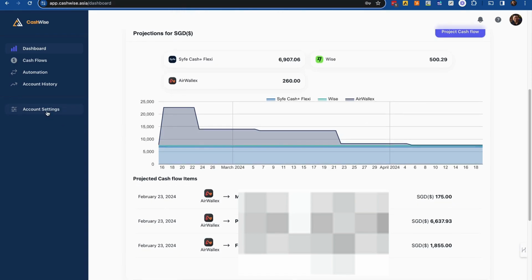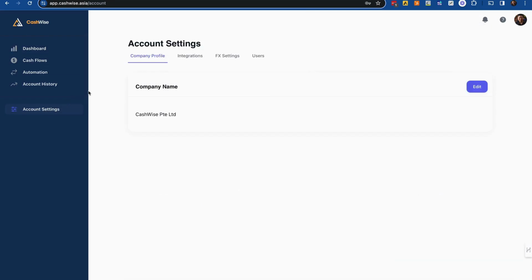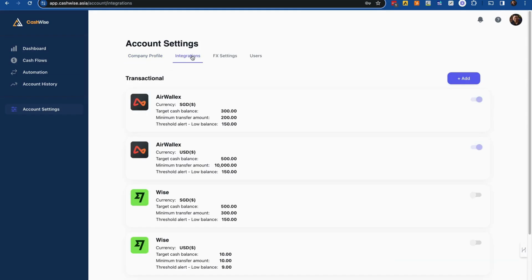Let's see how easy this is to set up. Under Account Settings and Integrations, you can add transactional accounts and connect them here. They're broken down by currency.